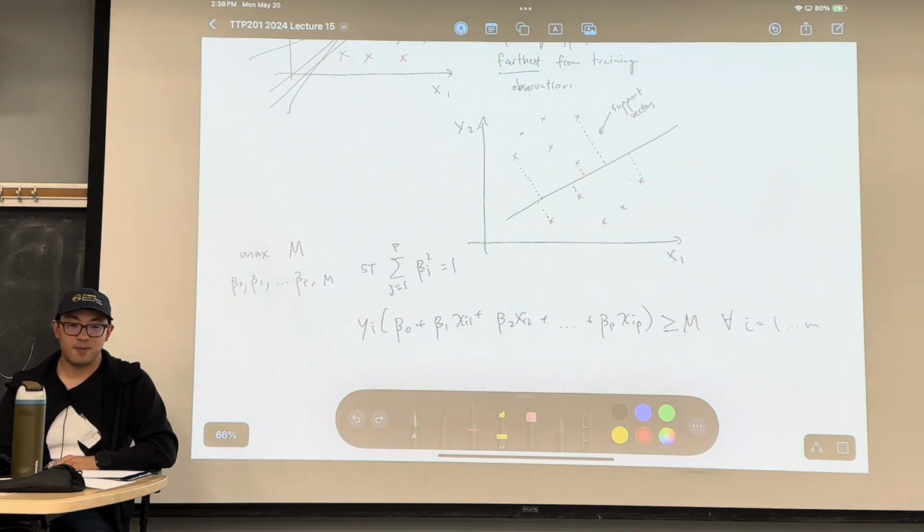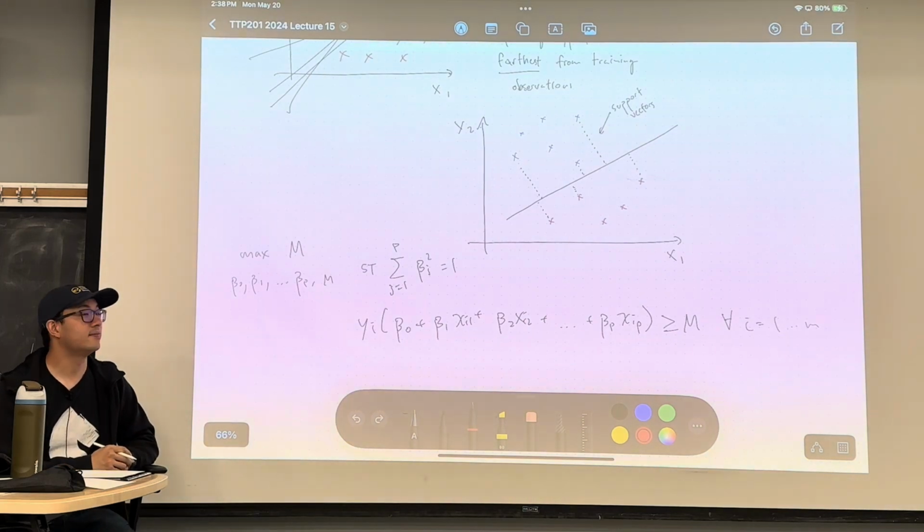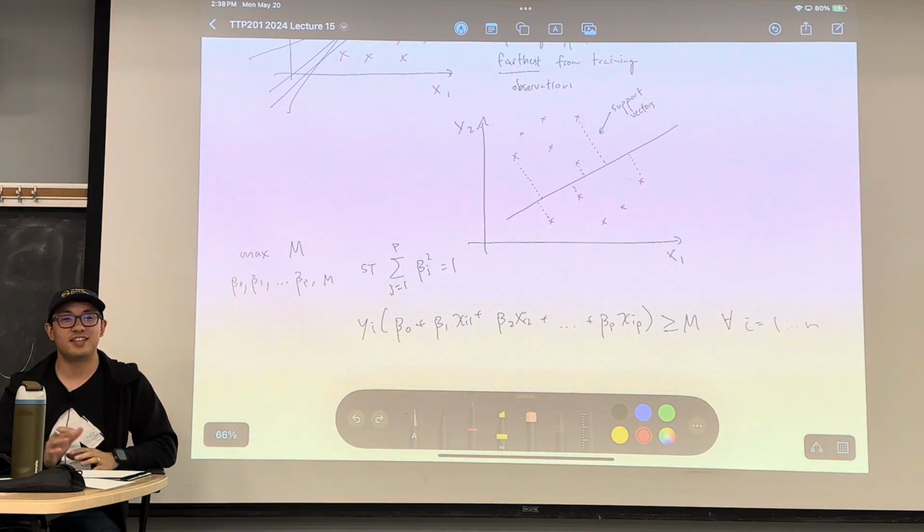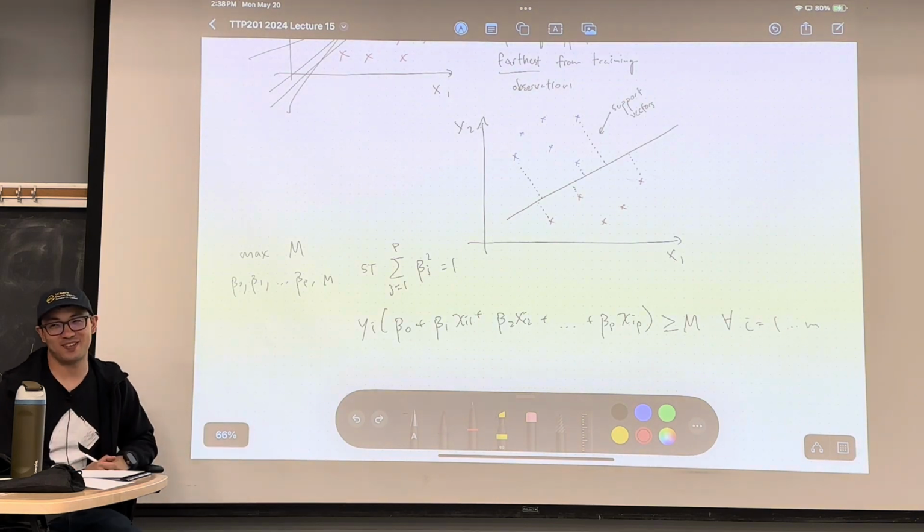Does anyone see any problems with the maximal margin classifier? It's like a regression. No? How is it different from a regression? No, this is a type of regression, I would say. The machine learning people will say, no, this is a classifier, but classifiers are regressions.